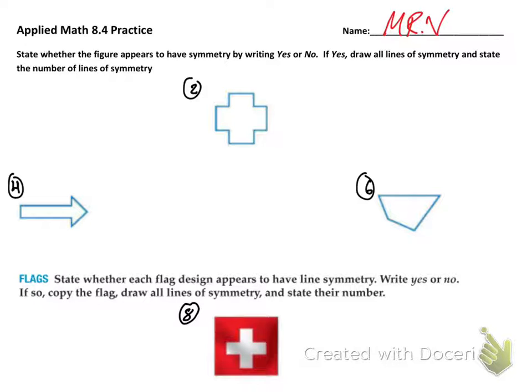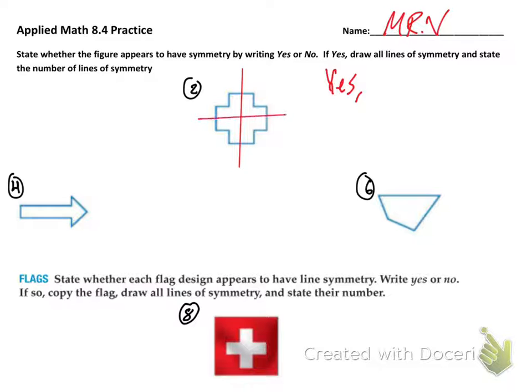So there's three things we got to do. State whether it has symmetry by writing yes or no. If yes, draw the lines and then state how many. So obviously this number 2 is yes. So then I'm going to draw the lines of symmetry. So pretty much how it can be folded over.